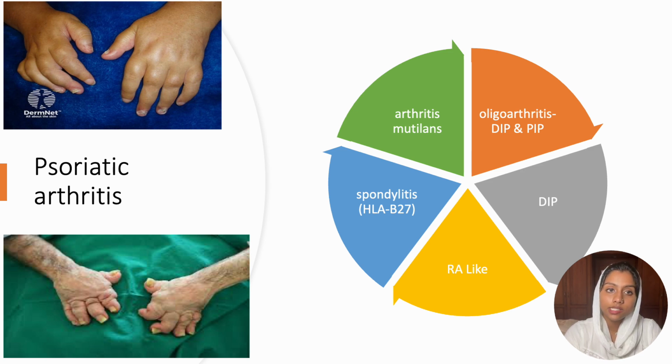As you can see in the first clinical image, there is involvement of the interphalangeal joints, which results in swelling. And there can also be associated dactylitis, which results in fusiform swelling of the fingers. The second picture is the severe form of psoriatic arthritis, which is arthritis mutilans. This happens because, due to the inflammation, there is also resorption of the bone. That basically results in arthritis mutilans, which is the most severe form.